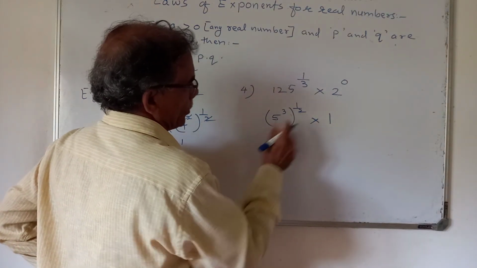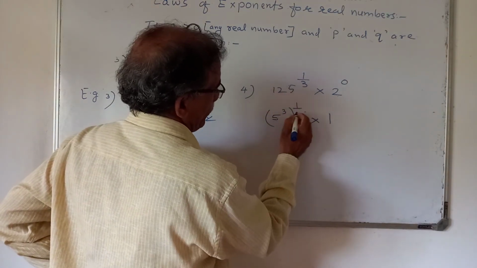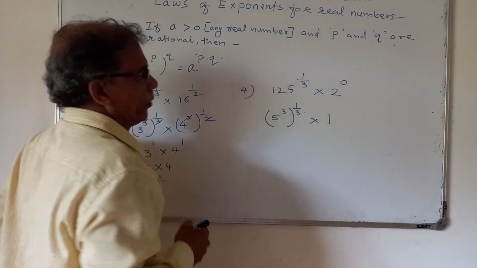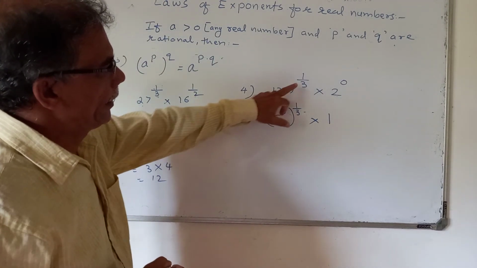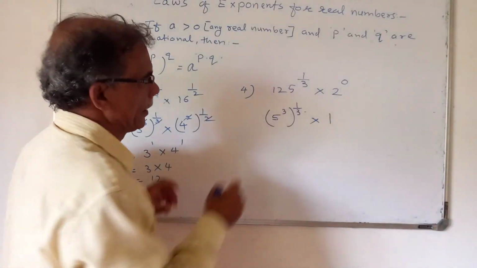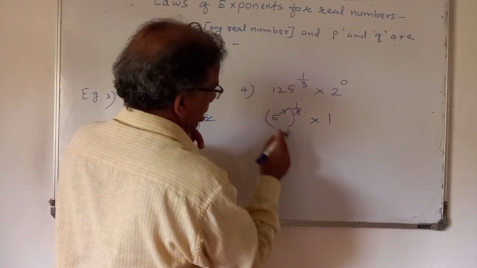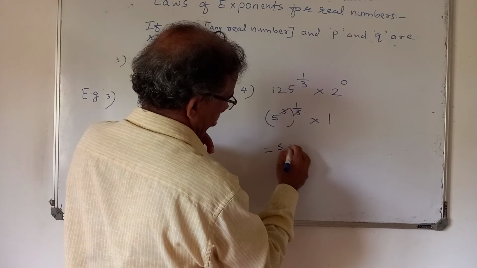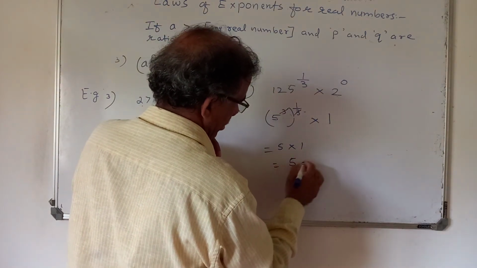Now, sorry, it is upon 3 here. It is 5 cube raised to 1 upon 3, isn't it? 125 is cube of 5, so 5 cube. And this exponent 1 by 3, as it is. Now into 3 upon 3 again cancels. Now 5 raised to 1 means 5 into 1. That is how much? 5.